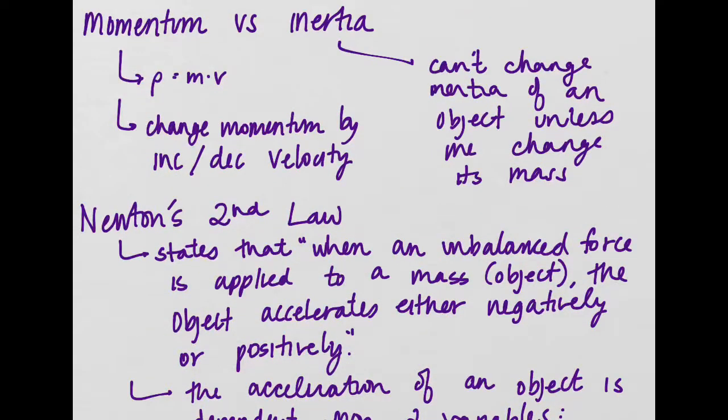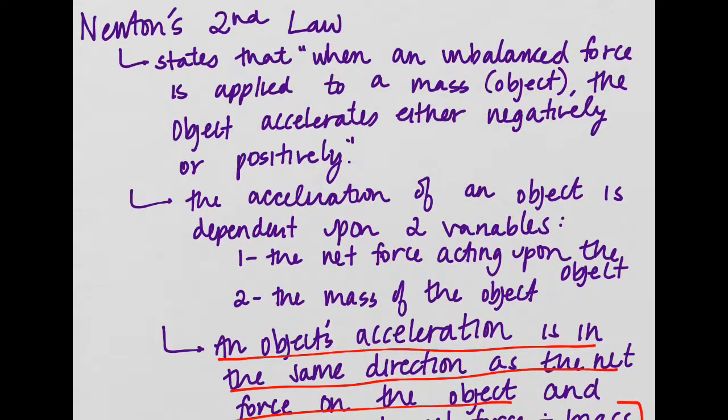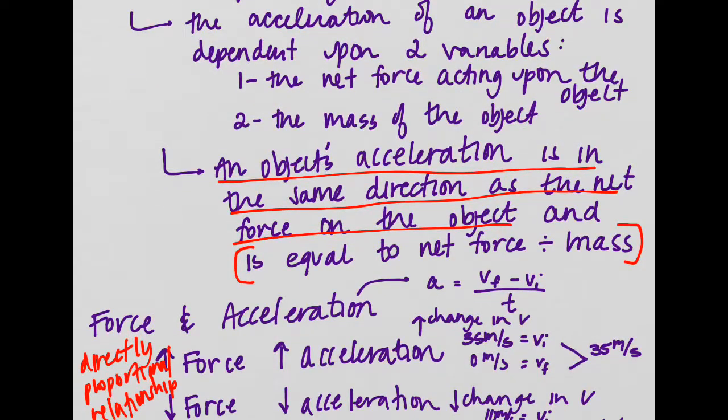That's everything on the study guide that you need to know about the first law. Newton's second law states that when an unbalanced force is applied to a mass, the object accelerates either negatively or positively. That's the one that's from your book. I don't really love that definition, so we're going to go with this one. The acceleration of an object is dependent upon two variables. It's dependent upon the net force acting on the object and the mass of the object.